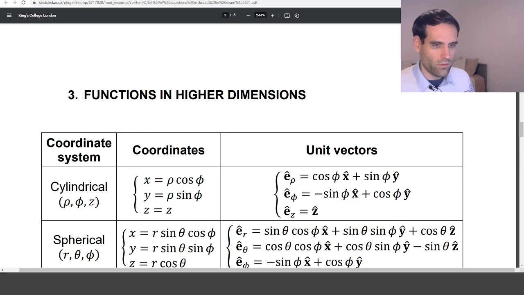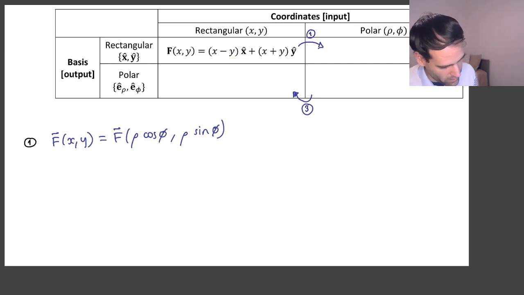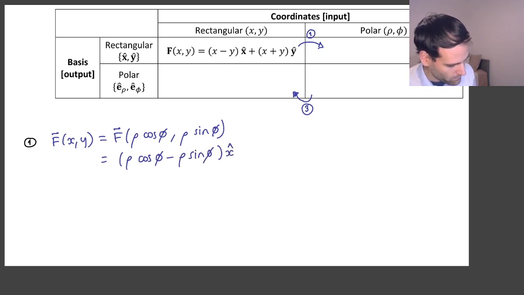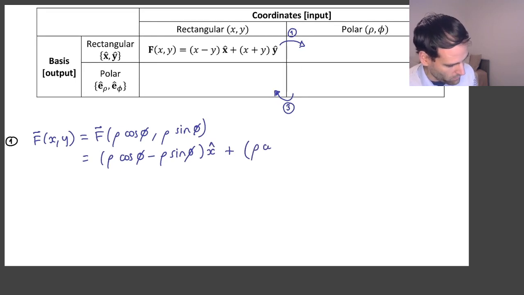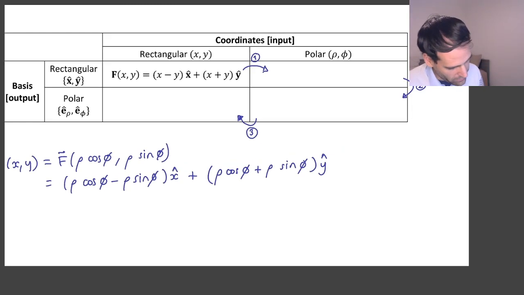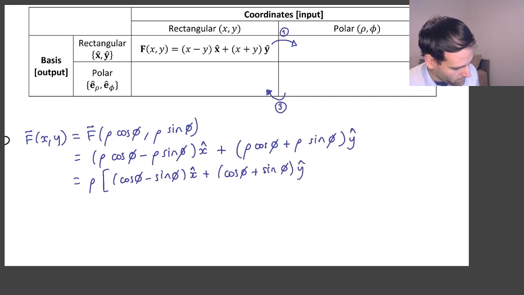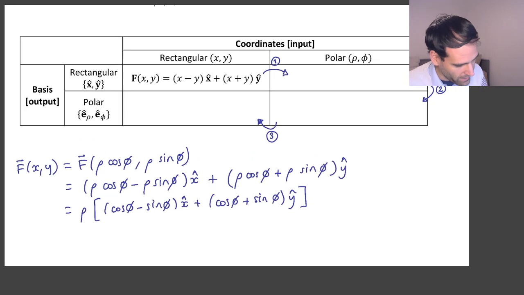So if we do this, our initial function was (x minus y) x hat plus (x plus y) y hat, so that will change into (rho cosine phi minus rho sine phi) x hat plus (rho cosine phi plus rho sine phi) y hat. We can take rho as a common term, so we could write this as rho times [(cosine phi minus sine phi) x hat plus (cosine phi plus sine phi) y hat]. So this is the function written in polar coordinates, but still in rectangular basis. So we can write that in this quadrant.